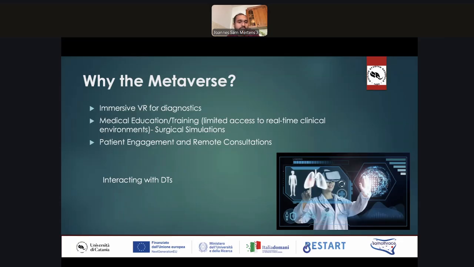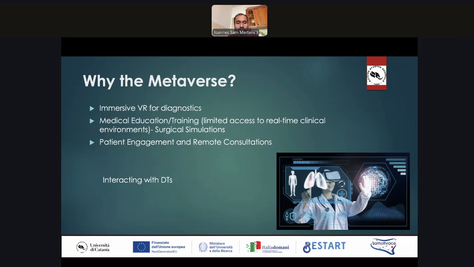Second, in the current scenario, there is limited access to real-time clinical environments for medical students. So when we develop these metaverse applications, they can have an advanced immersive environment for their medical education and training. There are remote sessions in which the students can participate and get trained. And they can also do surgical simulations.